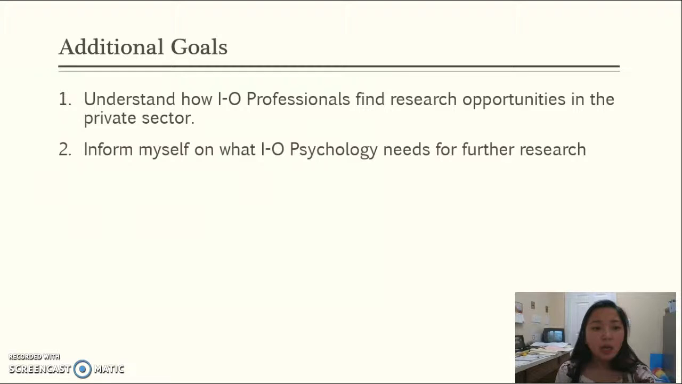The second goal was to inform myself on what IO psychology needs to further research. I have found while in this program that there's no simple answer to anything, and the more I learn about IO psychology, the broader the discipline seems. So really, I've learned that IO psychology needs so much more in its research, and the possibilities are endless, and I look forward to contributing to IO research through my career in both higher education and with my job one day.